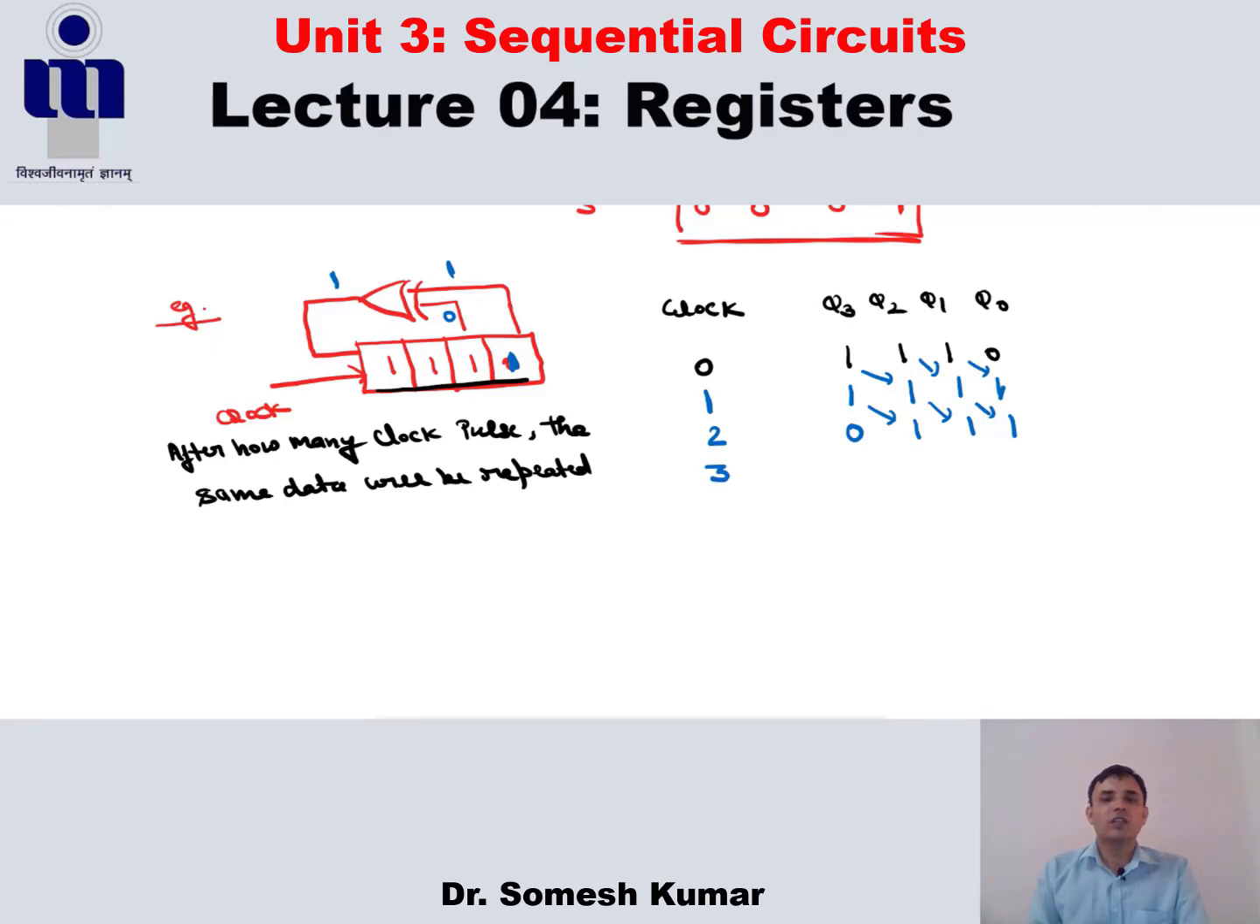In the next clock, this 0 is propagated here, this 1 is propagated here, and this 1 is propagated there. And at the MSB, Q3, the XOR of 1 and 1 gives 0 here. So after the 4th clock pulse, this is 1 XOR 1, which again gives 0. This 0 comes here, and again 1 XOR 0 gives 1. Then this 0 goes, 0 XOR 0 becomes 0, again it becomes 1, it becomes 0, like this.